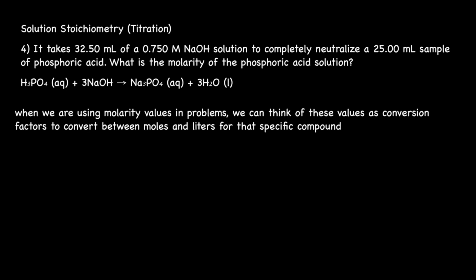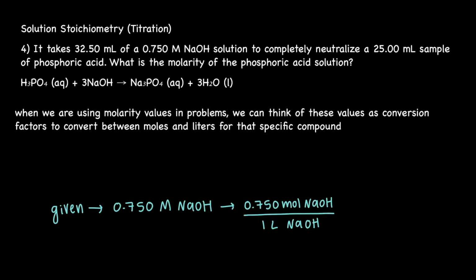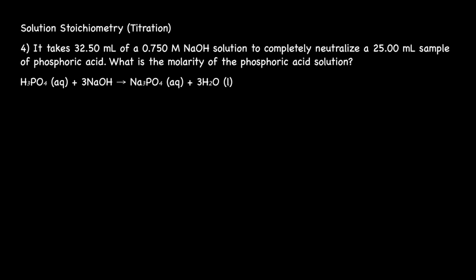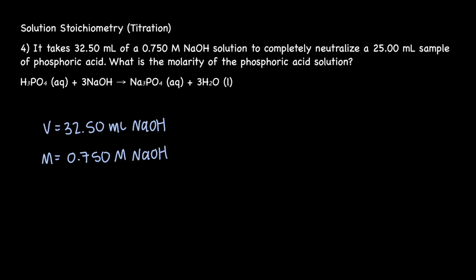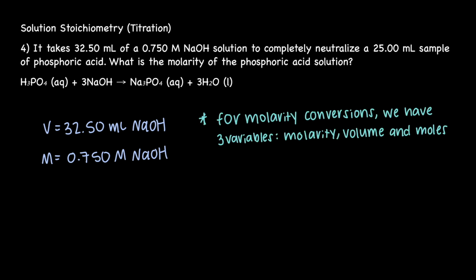For example, we are given 0.750 molar sodium hydroxide, and we can think of this value as 0.750 moles of sodium hydroxide over 1 liter of sodium hydroxide. We can now convert between liters of sodium hydroxide and moles of sodium hydroxide using this value. We should also notice that we are given the volume and molarity for sodium hydroxide. For molarity conversions, we have 3 variables: molarity, volume, and moles that fit together in the equation molarity equals moles divided by liters. If we have 2 out of the 3, we could find the missing variable first.